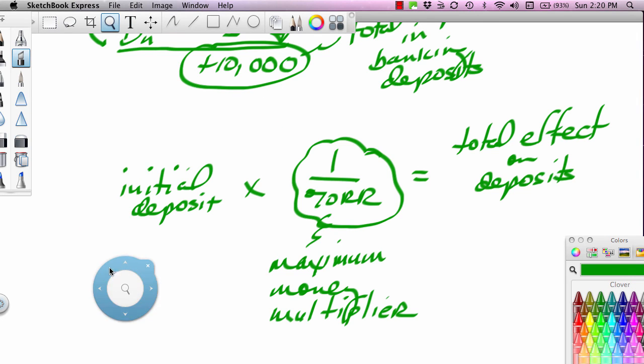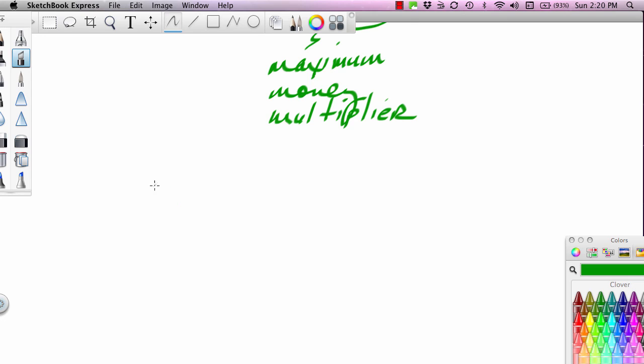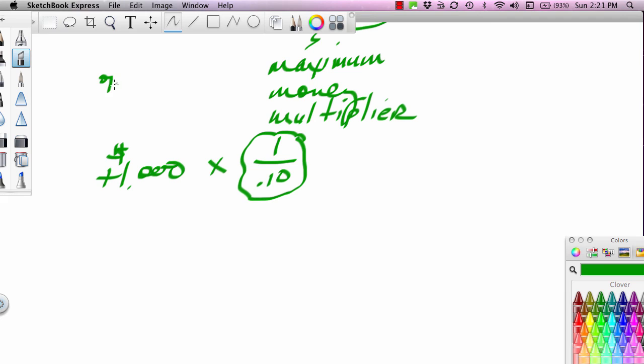So let's go ahead and scroll down. I'll write the numbers out for you and you'll have them. So here they are. If you take plus 1,000, which was the initial deposit, times 1 over 0.10. Remember, the percentage reserve requirement is 10%. 10% equals 0.10. So 1,000 times 1 over 0.10, well that's 10. So that equals, whoops, my hand did that without permission. Back to regular programming, plus 10,000.